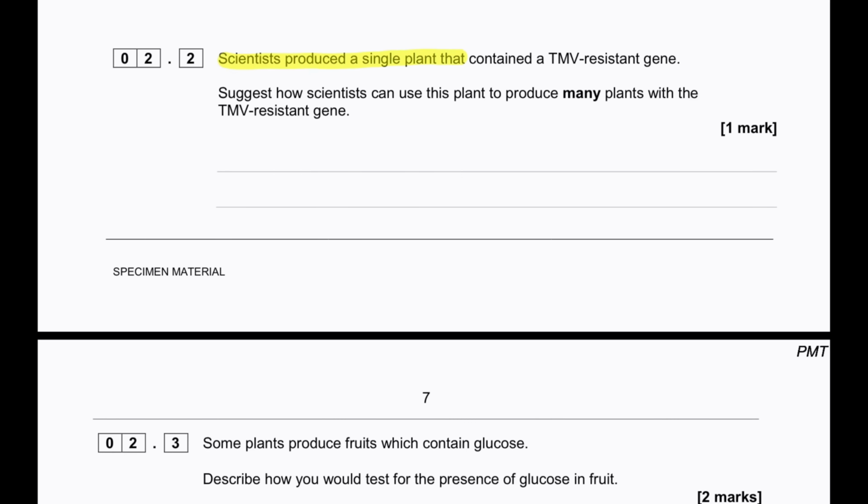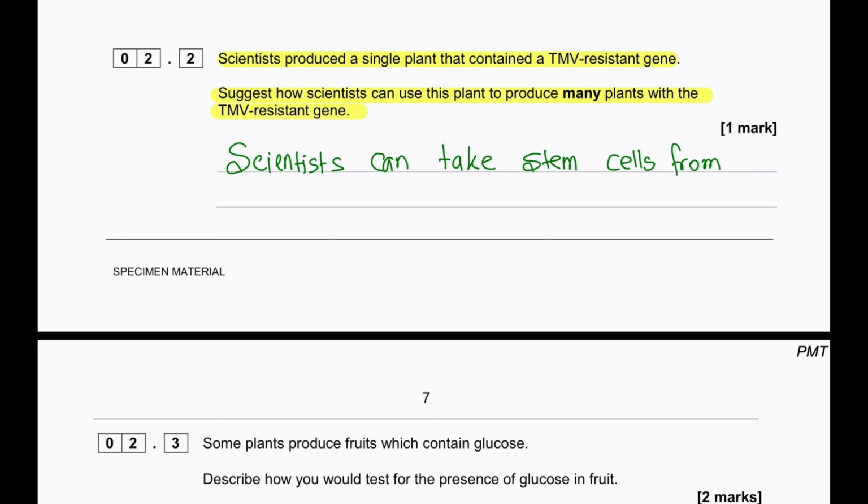Scientists produced a single plant that contained a TMV-resistant gene. Suggest how scientists can use this plant to produce many plants with the TMV-resistant gene. The scientist can take stem cells from the meristem of that TMV-resistant plant and then use tissue culture to grow that TMV-resistant plant and multiply in number.